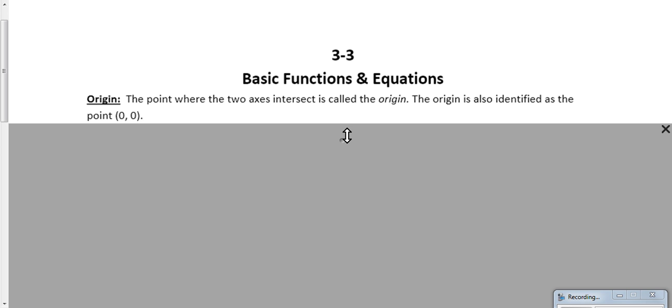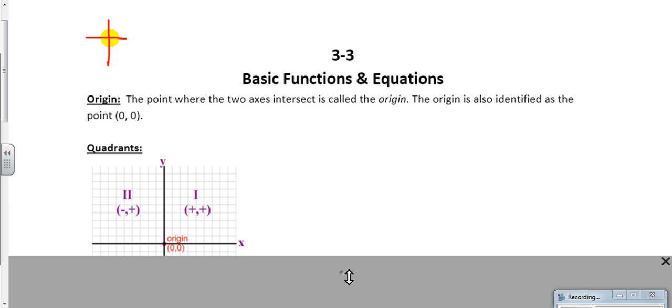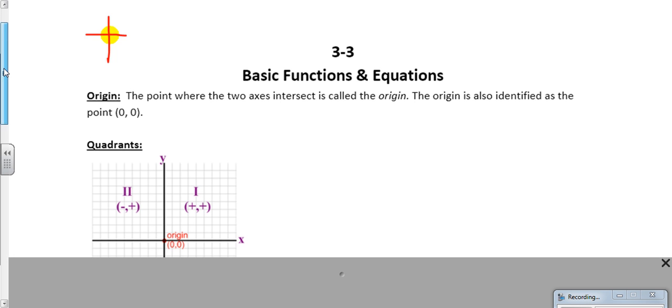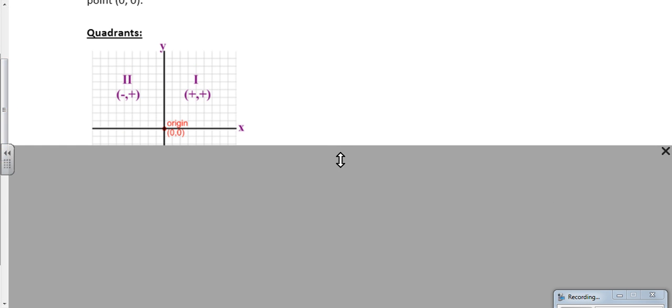which is the point where two axes intersect. It's called the origin. The origin is also identified as the point 0, 0. So we've talked about this in the past. This is not new for us. And again, that would be right there. Now you have all these things in your notes, but I'm just going to put words to it so it may benefit the process of you learning it.